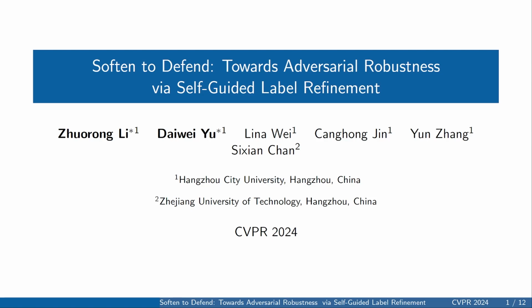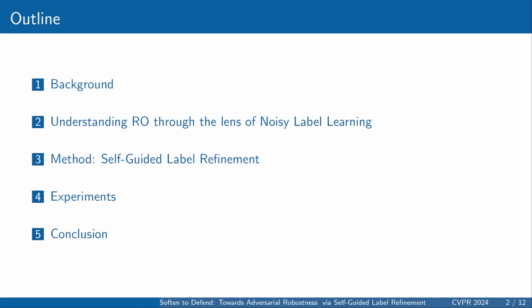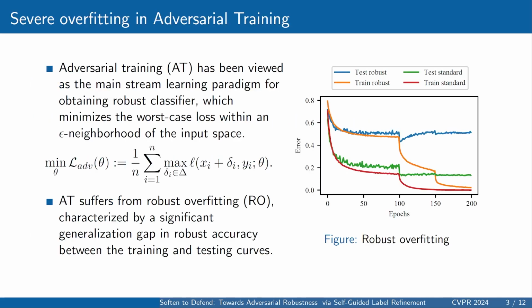In this brief presentation, I will talk about the novel label refinement technique for enhancing adversarial robustness presented in this paper as self-guided label refinement, SGLR.